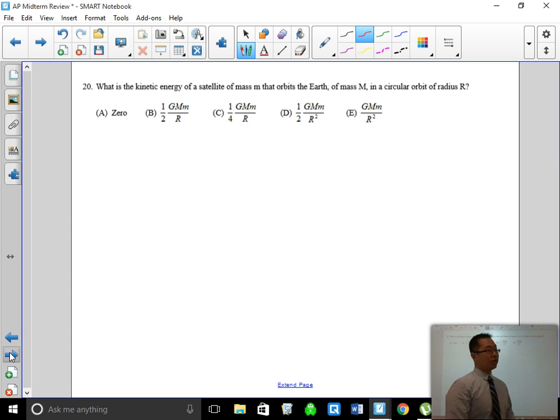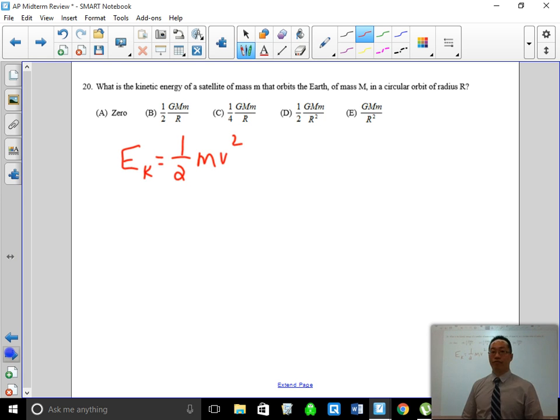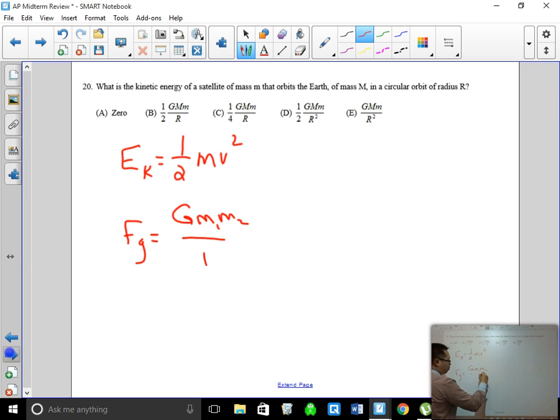What is the kinetic energy of a satellite of mass m that orbits the Earth? Now we know kinetic energy is 1/2 mv squared, but we don't have a speed. So this one's a little bit tricky. If you look at the answers, you see big G, which basically implies that they want us to look at Fg equals G m1 m2 over r squared. And we know that it's a circular orbit. They mention that on purpose, meaning that that gravitational force is acting as a centripetal force.